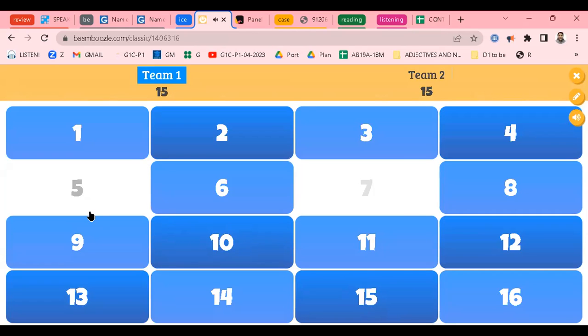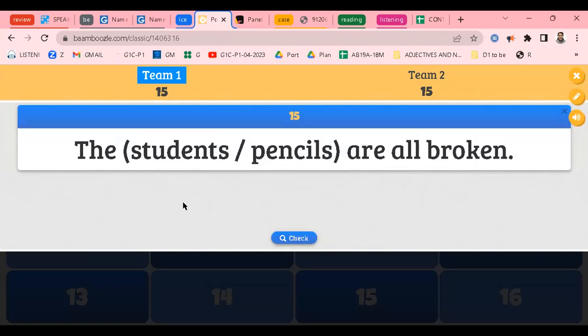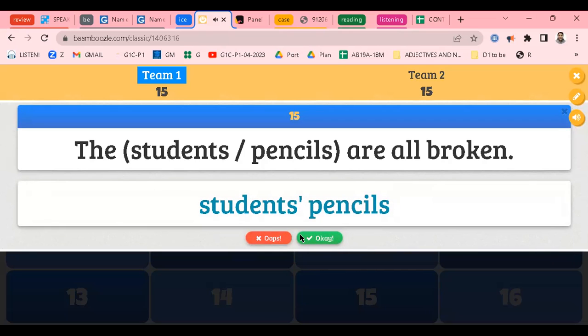Okay, team one, please select the number. Four. Okay. The students' pencils are all broken. You have 1 minute. Un minuto. Team one: The pencils, students are all broken. Could you repeat it, please? Okay, so remember, it's the opposite. The students' pencils. Era lo opuesto. Empezamos con el noun y después con el objeto poseído. Okay, so no point for this one.